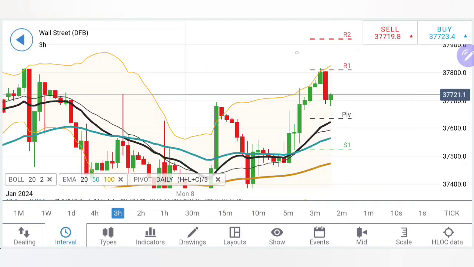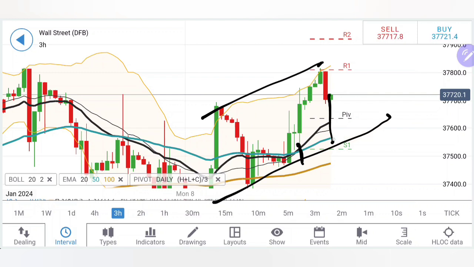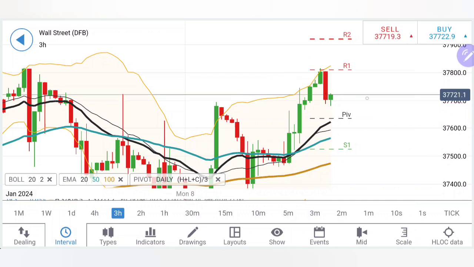Coming to the 3 hour charts, moving average is crossing over here and trading with divergence and bullishness. Look at the formation here. Where is the bottom? Somewhere here at around 37,500, 550. Yes, prices are also divergent here, thus it can try to move towards these levels.